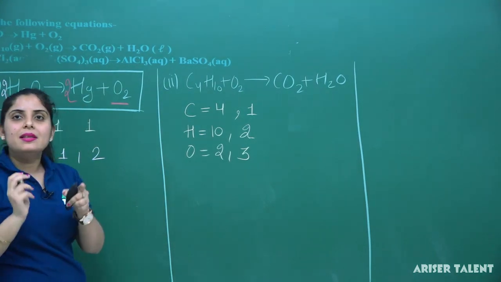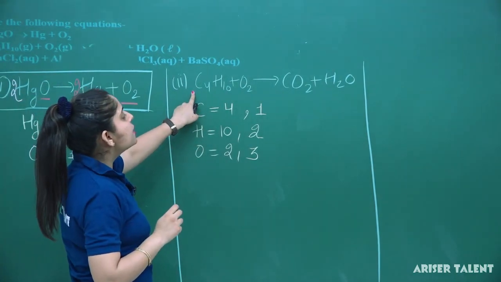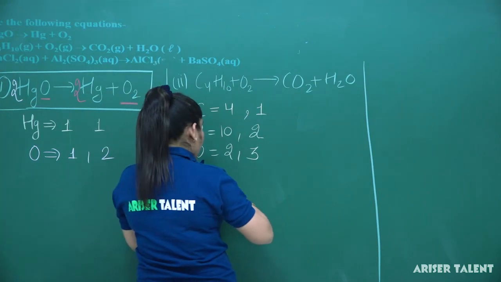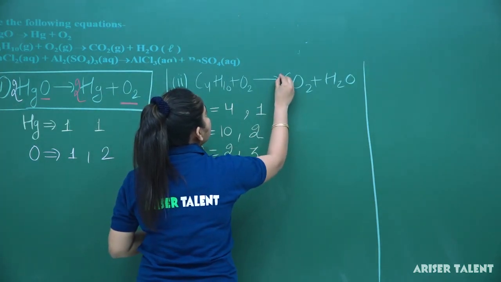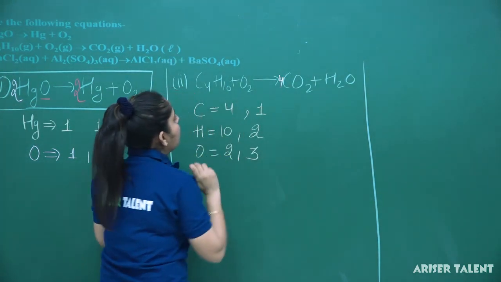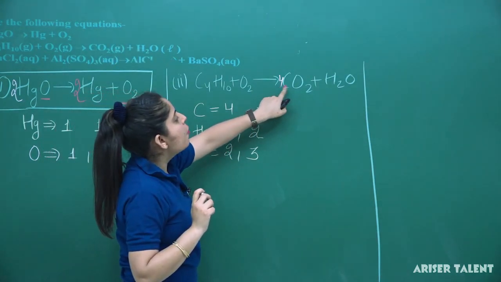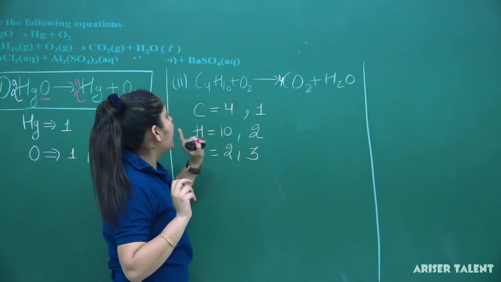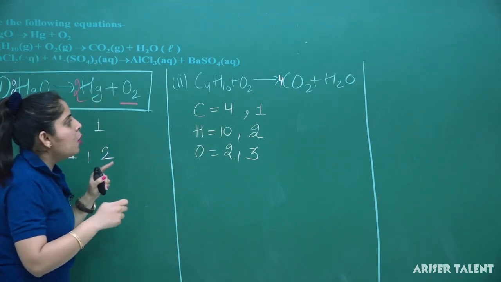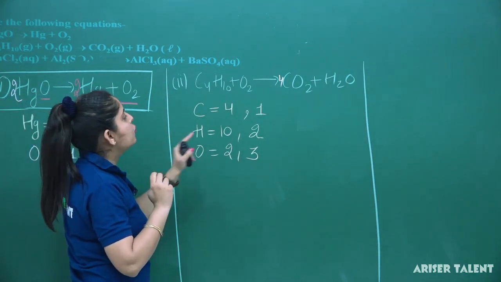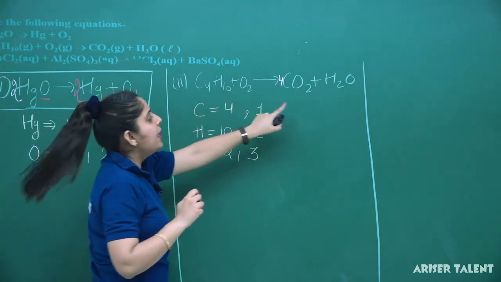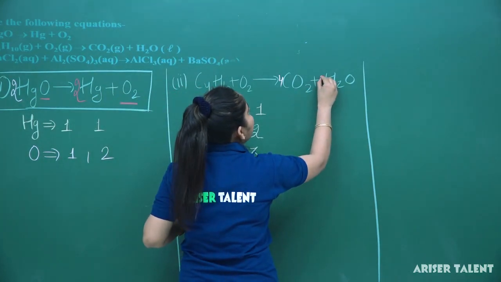Now firstly balance the carbon atoms. Carbon here is 4. So what I have to do, I have to put 4 over here. Now oxygen atoms will become 4 into 2, 8, and 8 plus 1, 9. Oxygen is imbalanced. Now firstly we will try to balance the hydrogen atoms. H10 and here H2. So I will put 5 over here.